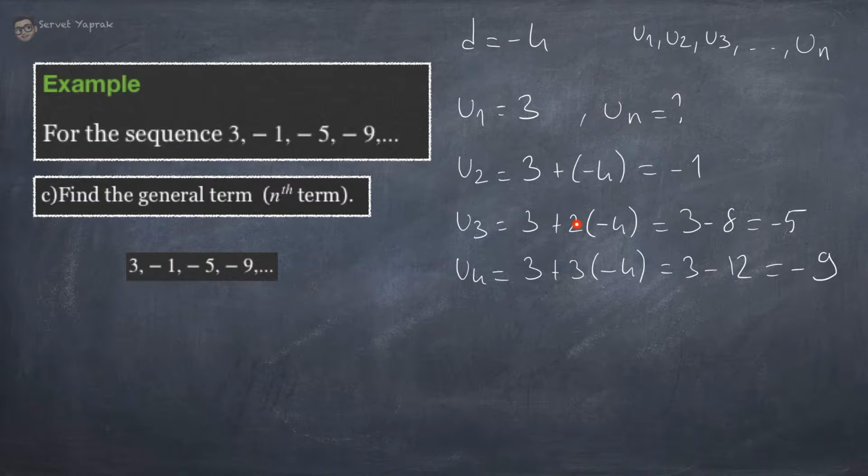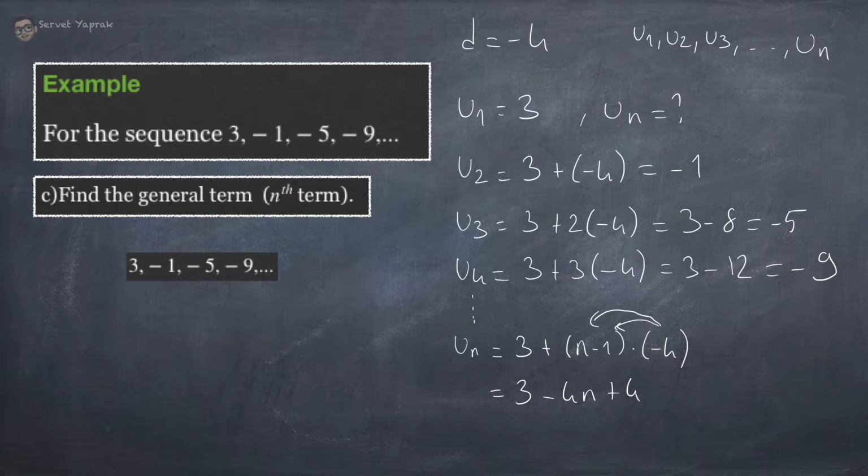So if we follow the pattern here, un equals first term 3 plus one less number of common difference, which will be n minus 1 times our common difference, negative 4. So we can simplify this formula. So 3, if we distribute this minus 4 in here, it will be minus 4n plus 4. It is equal to 7 minus 4n. This is the nth term.